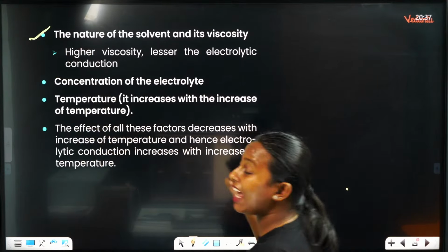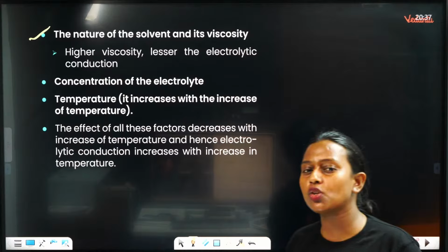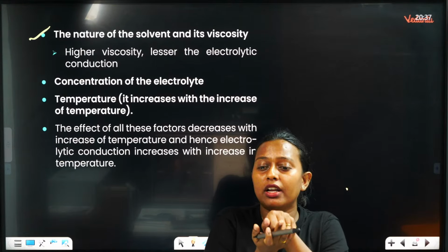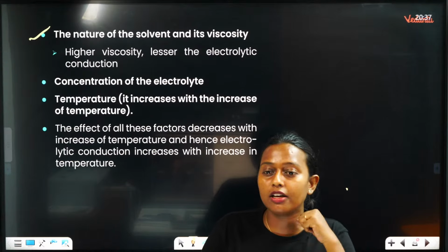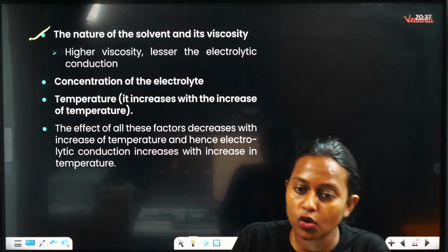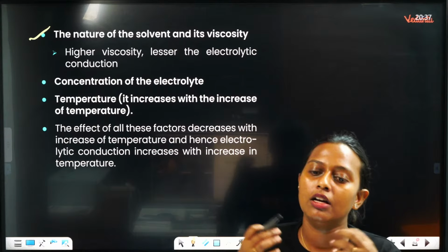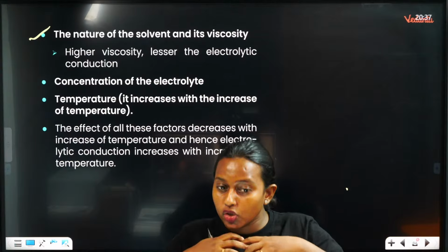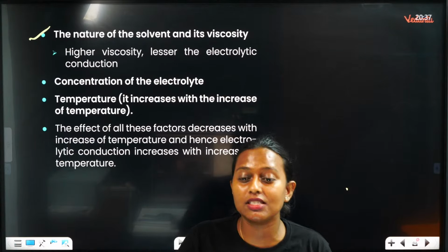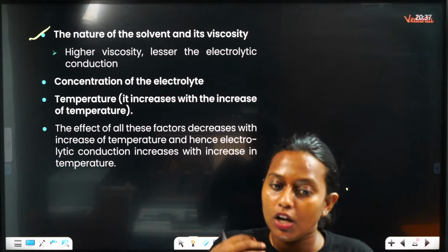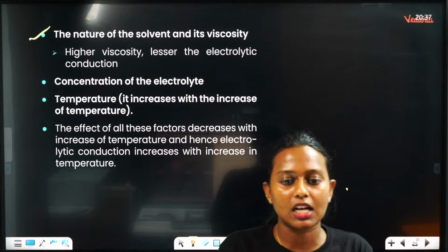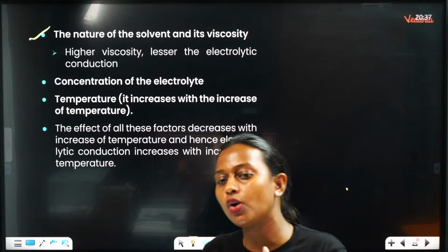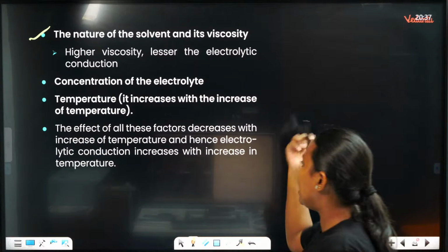Then the next one, nature of solvent and its viscosity. Higher viscosity means lesser electrolytic conduction, because viscosity is the resistance to the movement of the solution, so it is difficult for the solution to move. When an ion moves, there is resistance, so conductivity will reduce.